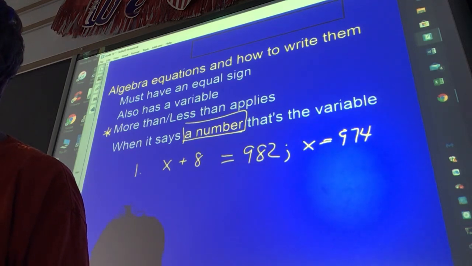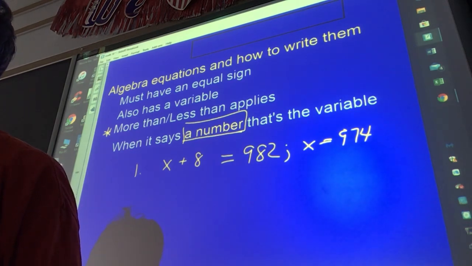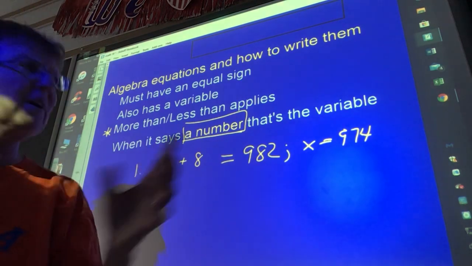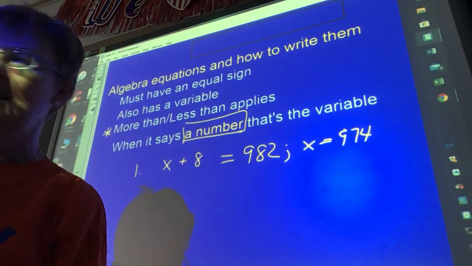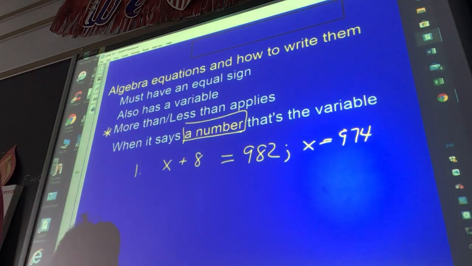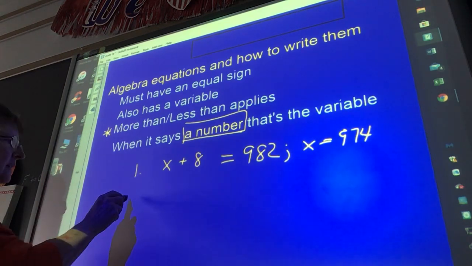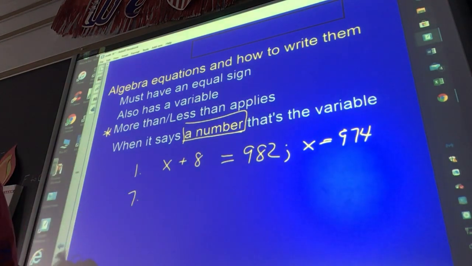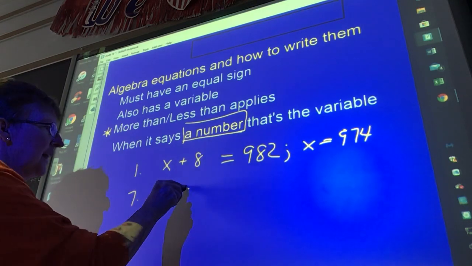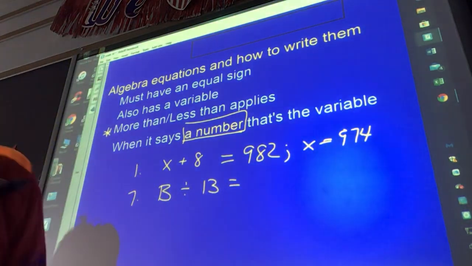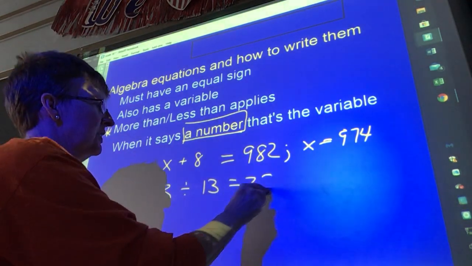Okay, so let's do one more of those. Let's go to 7. 7 says a number divided by 13 equals 22. Now, there's no more than or less than in this, so I don't have to worry about putting anything in an opposite order. So, a number, and here they don't even tell you. You can use whatever variable you want. So I'm going to use B. 7. B divided by 13 equals 22. Just that easy.